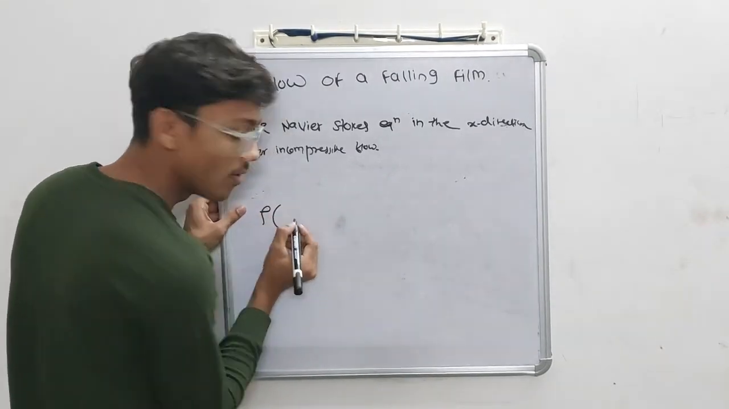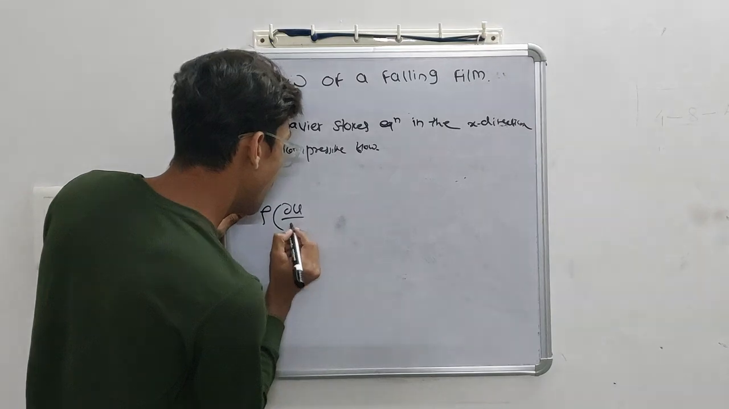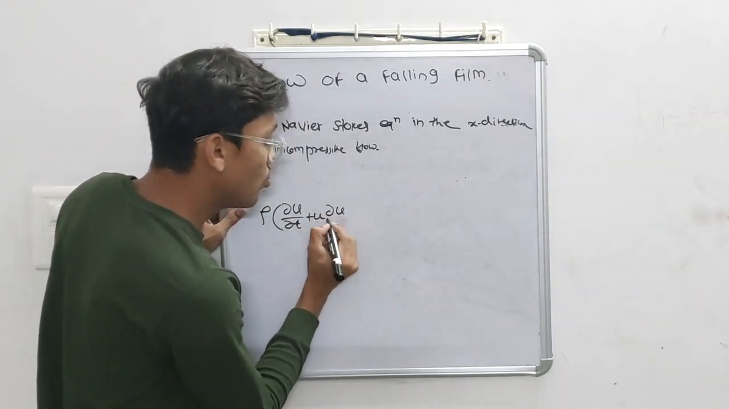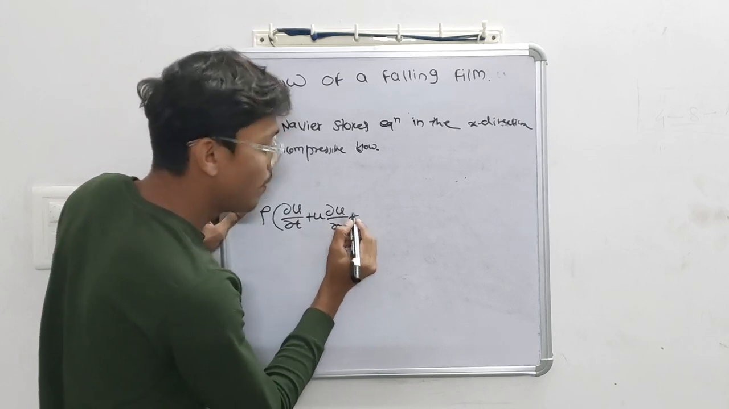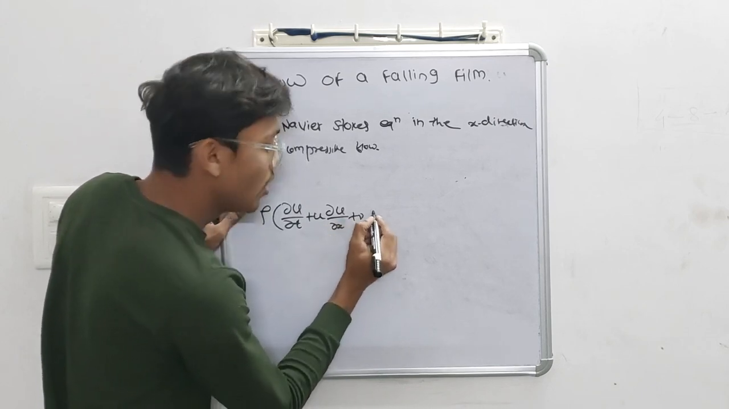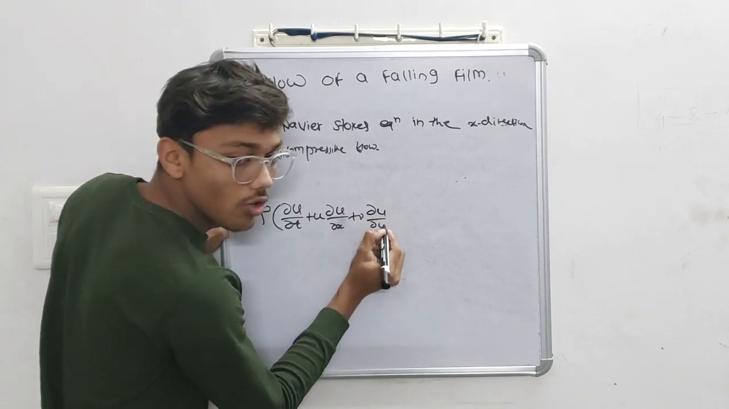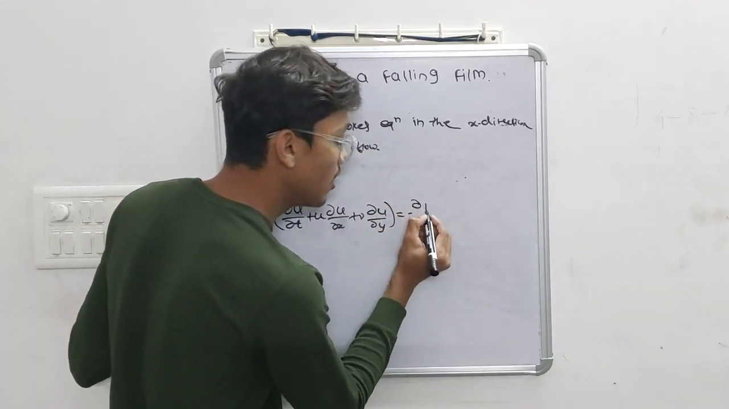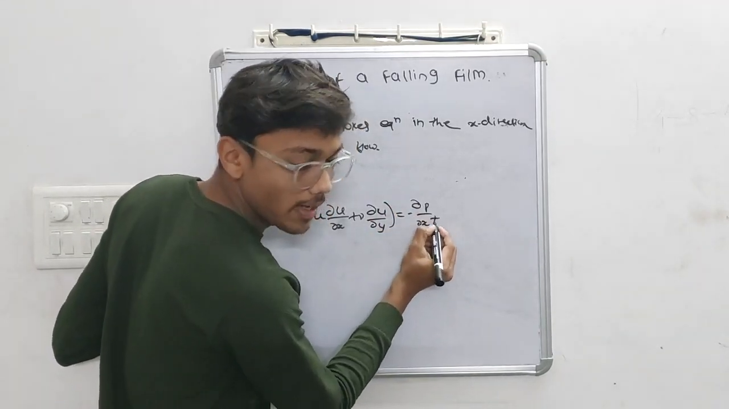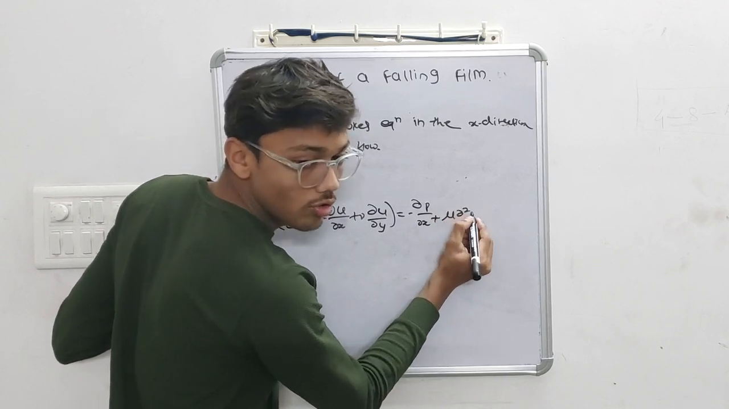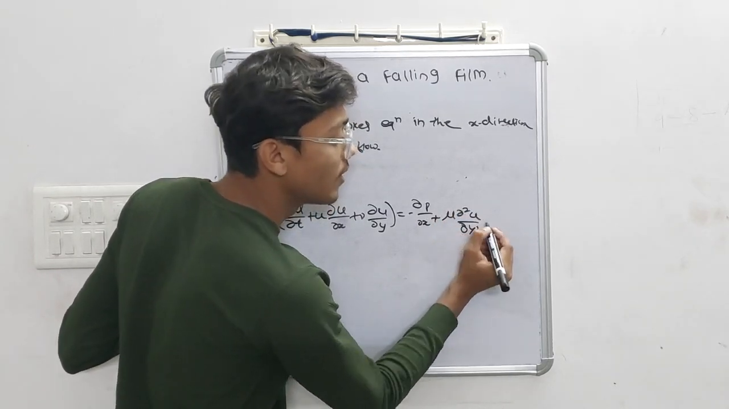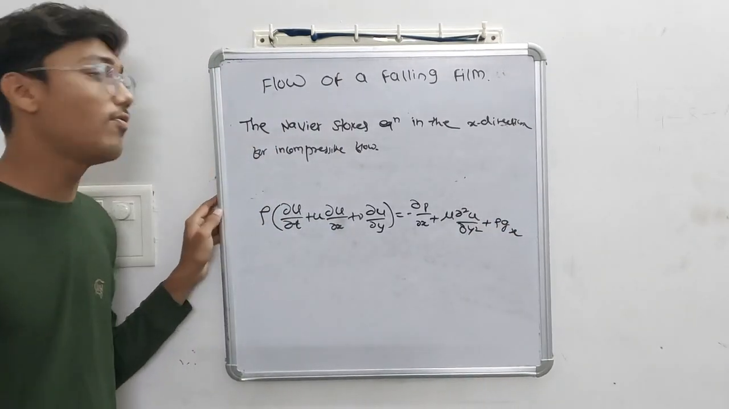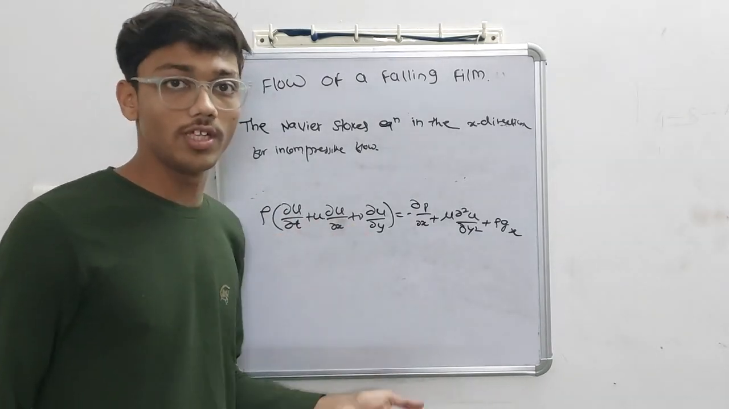So the final Navier-Stokes equation in the x direction is rho times dou u by dou t plus u dou u by dou x plus v dou u by dou y, equals minus dou p by dou x plus mu dou square u by dou y square plus rho g x. This is our final, useful equation.